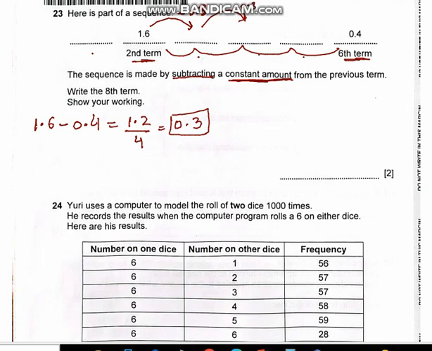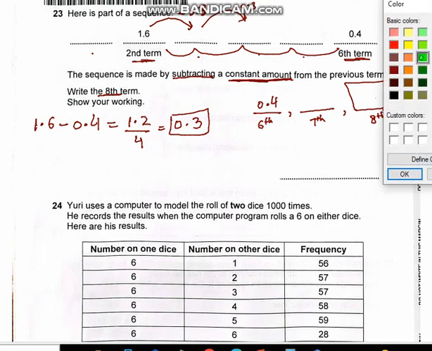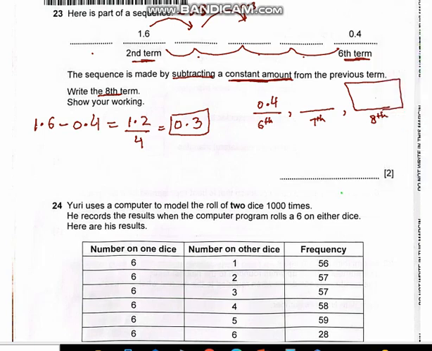And here they are asking to write the eighth term. So now you have to write the eighth term. This is your sixth term. Let's write the sixth term, 0.4. This is your sixth. You have to write the seventh and the eighth. So this is your answer, what your eighth term is over here. Every time you know that you have to subtract 0.3 as it has been shown. So 0.3 has been subtracted every time.